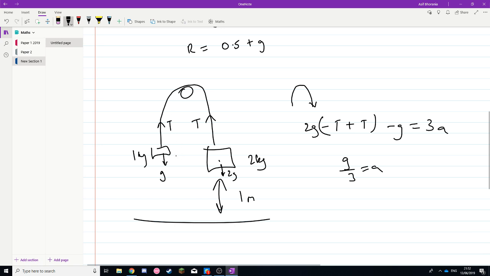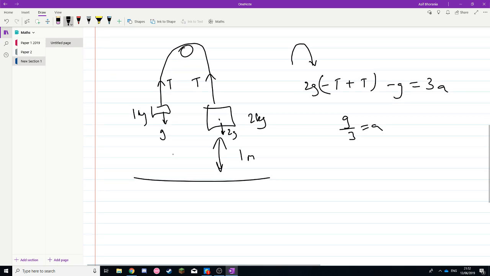The reason for working out acceleration is because you can then use suvat to work out the time until this block hits the ground. Plausibly, I can imagine a question saying calculate the distance that this object, let's say object A, travels after B hits the ground. In that case, I would find the final velocity of this connected system.